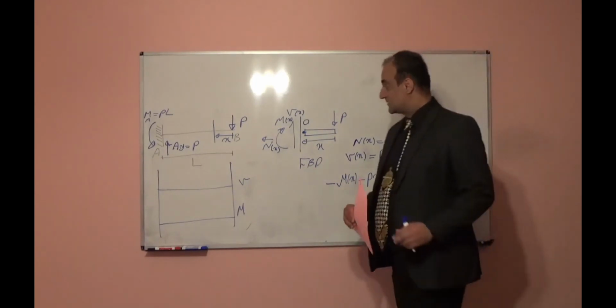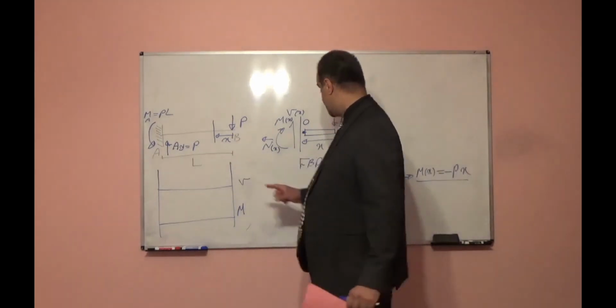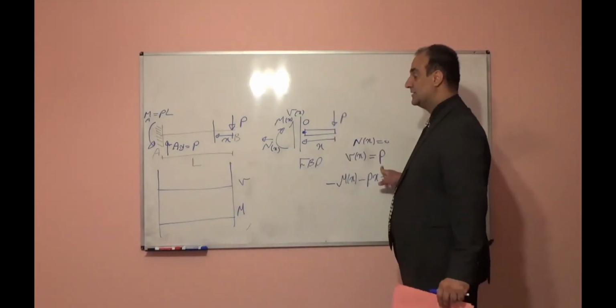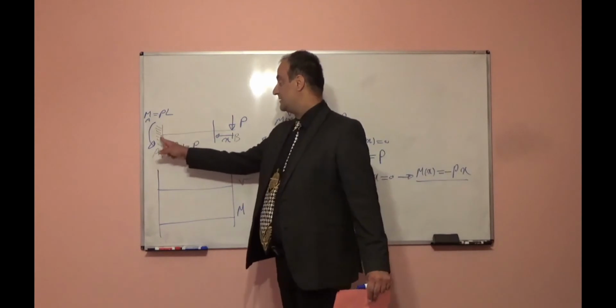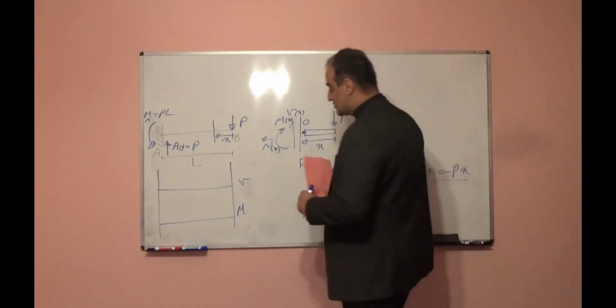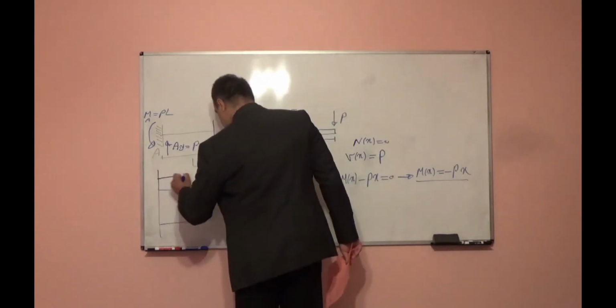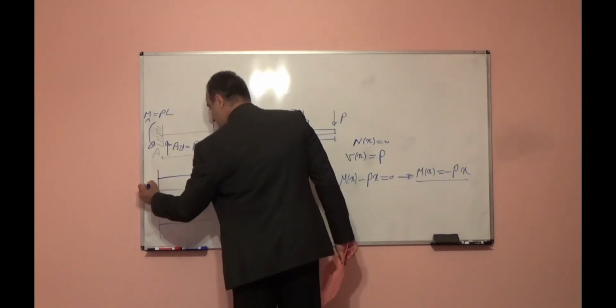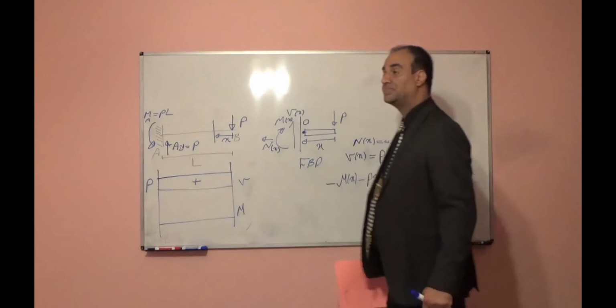Now, x is equal to 0 means point B. What is the shear? It is P. X is equal to L means point A. What is the shear force? P. So, shear force always is a constant number and it is P.